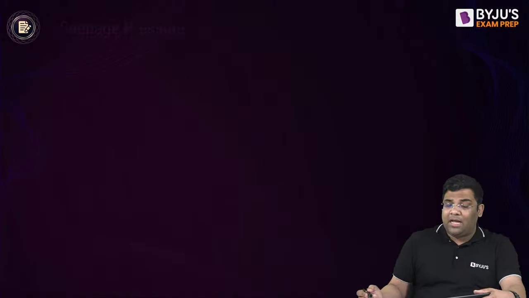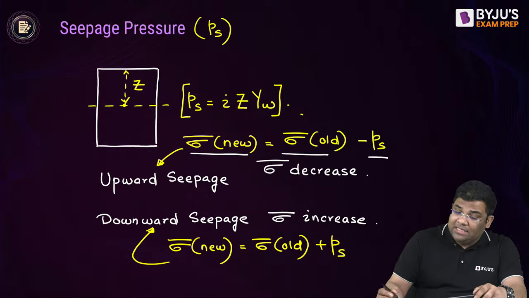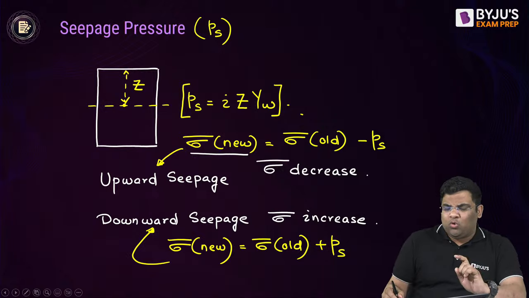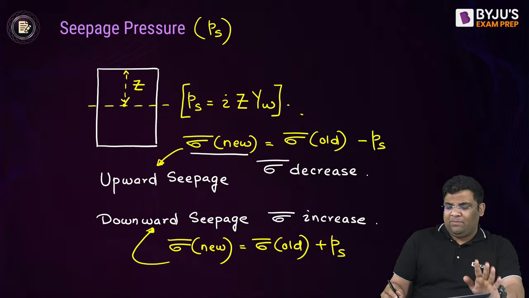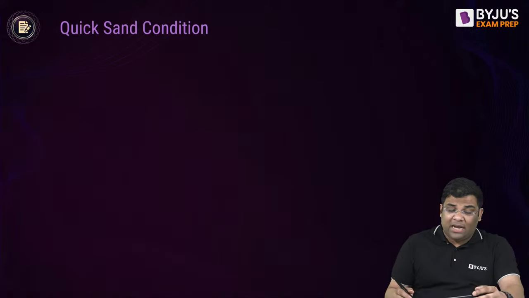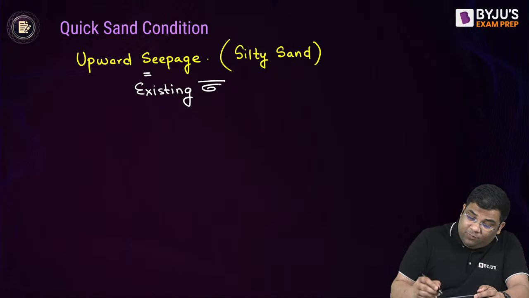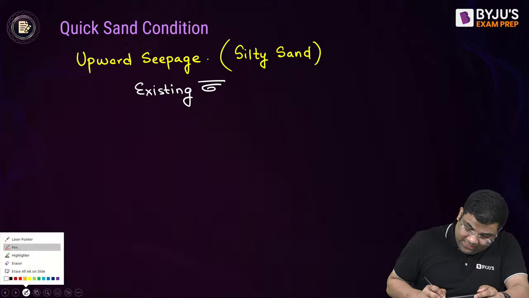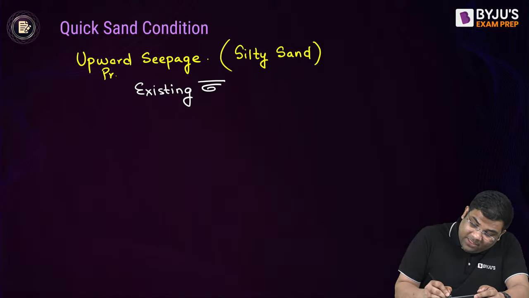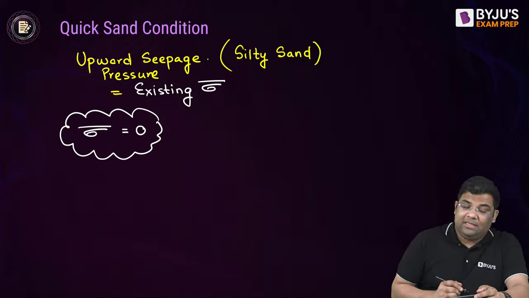In upward seepage we saw that the new effective stress is old minus the seepage pressure. So if old, meaning the existing one, becomes equal to the seepage pressure, then the net effective stress will become 0, right? Yes, the net effective stress becomes 0. So this becomes equal to this, the upward seepage pressure becomes equal to the existing effective stress. So what will happen? Now the net effective stress will become 0.